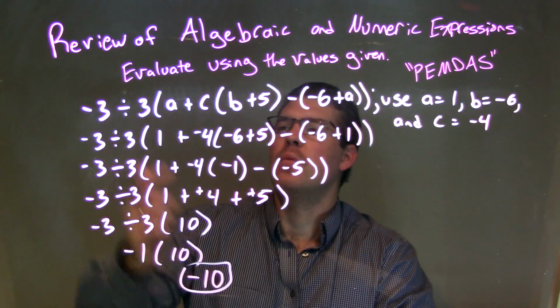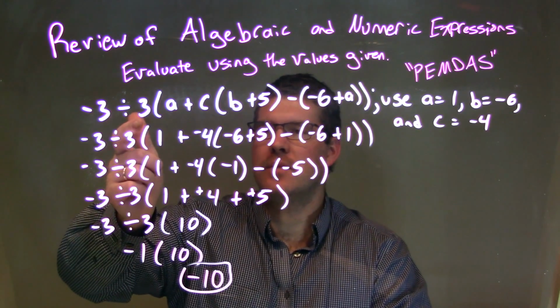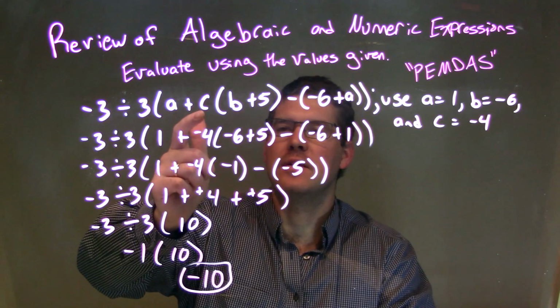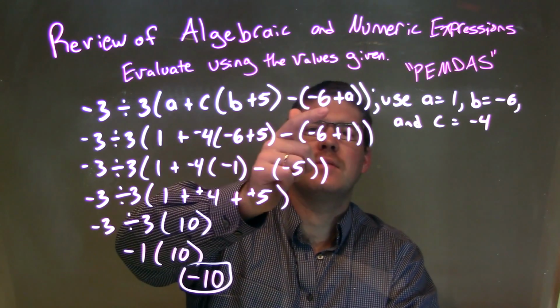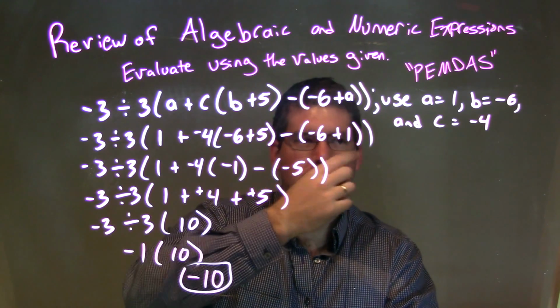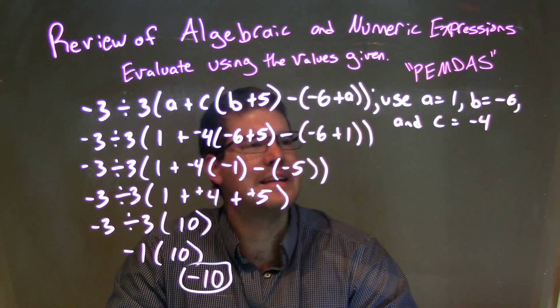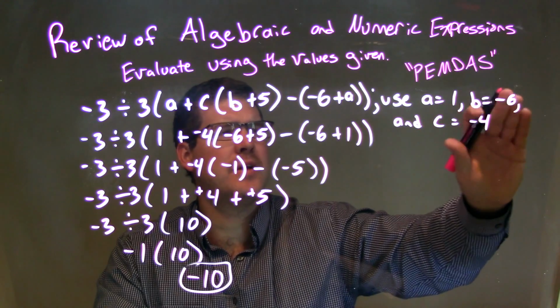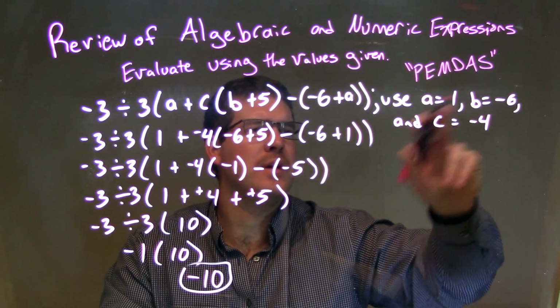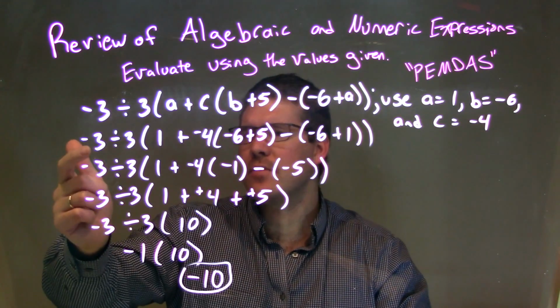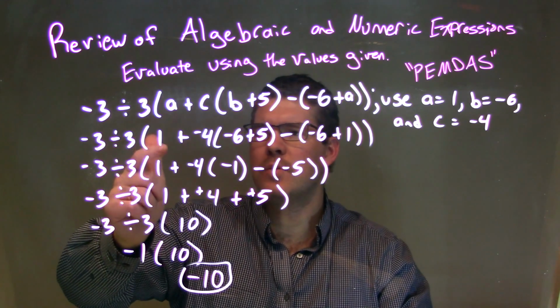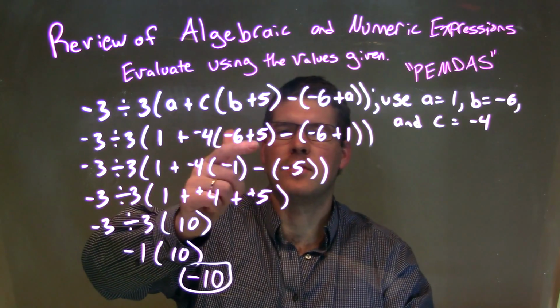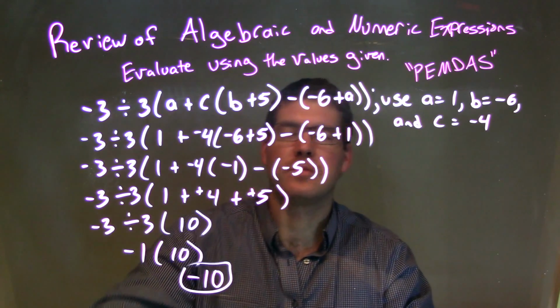So let's recap. We're given -3 divided by 3 times parentheses a plus c times b plus 5 minus -6 plus a. And we're going to use a equals 1, b equals -6, and c equals -4. Well, I've substituted 1, -6, and -4 for a, b, and c respectively, and I got this: -3 divided by 3 times 1 plus -4 times -6 plus 5 minus -6 plus 1.